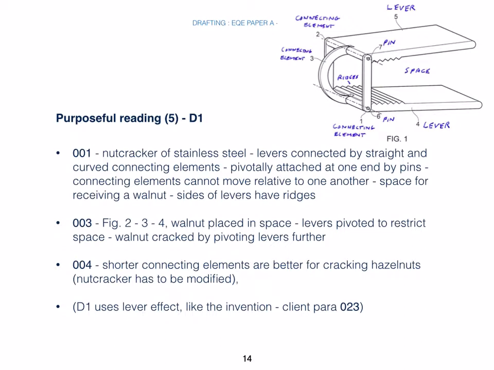The document says the length of the connecting elements 1, 2, and 3, as shown in the figures, is chosen for cracking walnuts. For cracking smaller nuts, such as hazelnuts, a nutcracker having shorter connecting elements would be better. So I've noted down shorter connecting elements are better for cracking hazelnuts. In brackets, nutcracker has to be modified.